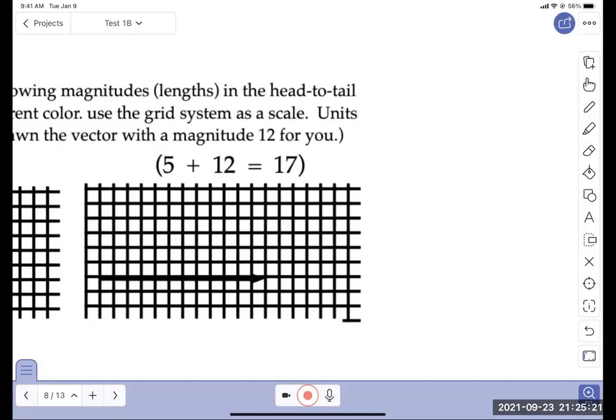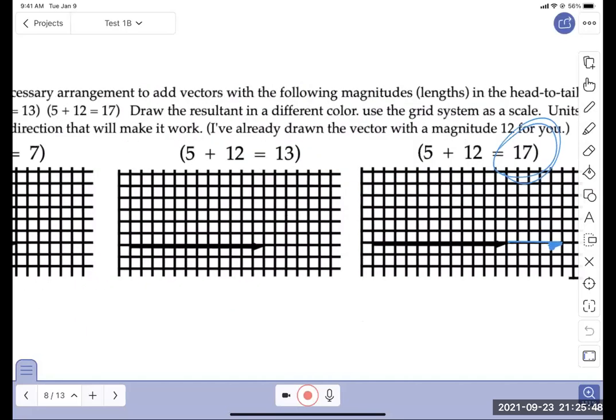So what I want you to do is you would take, we'll go blue. You would take, this is 12 units long. I'm going to add my ruler. 1, 2, 3, 4, 5. 1, 2, 3, 4, 5. Boom. And the resultant or the combo is 17. Okay. So that's easy. Now let's go to one a little harder.